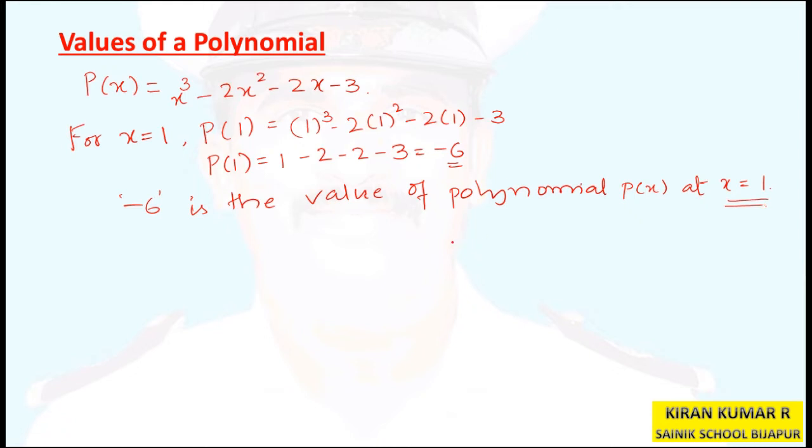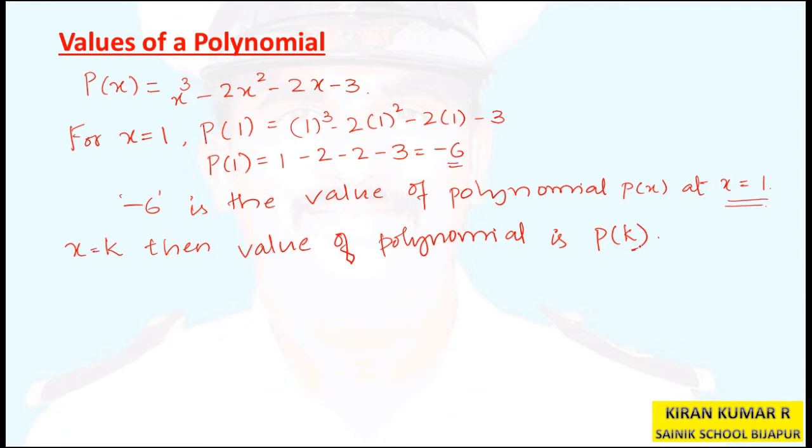Therefore, whatever the value of the variable you substitute, we get the value of the polynomial. If the value of x is k, then value of polynomial will be p of k. So it means we are replacing x by k. Therefore, we get value of polynomial p of x for x is equal to k as p of k.